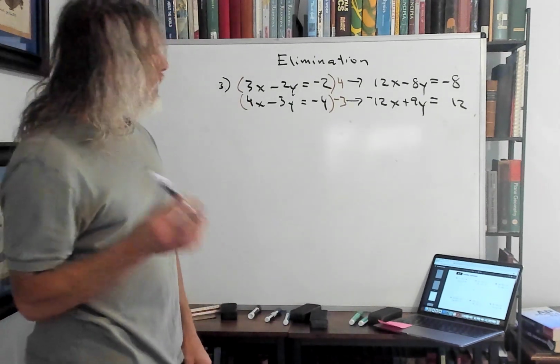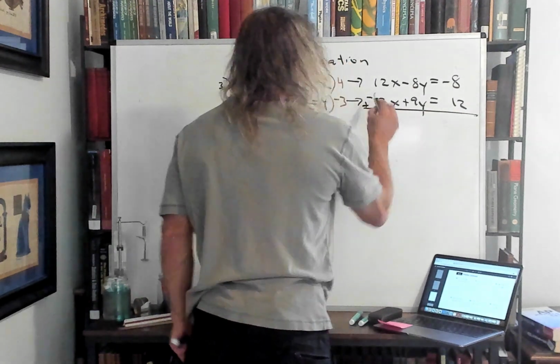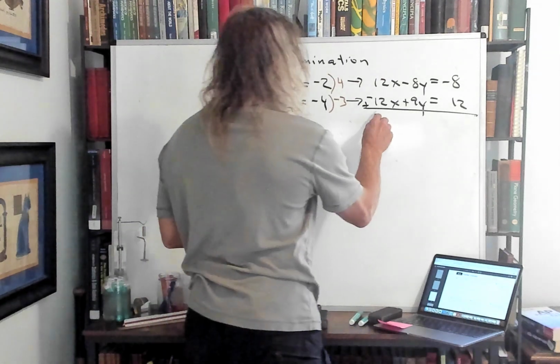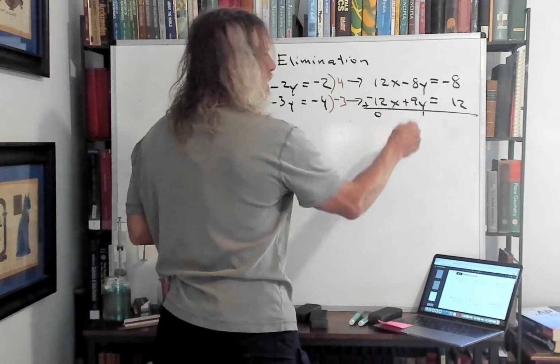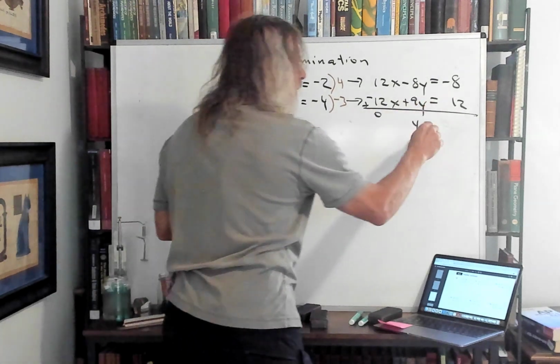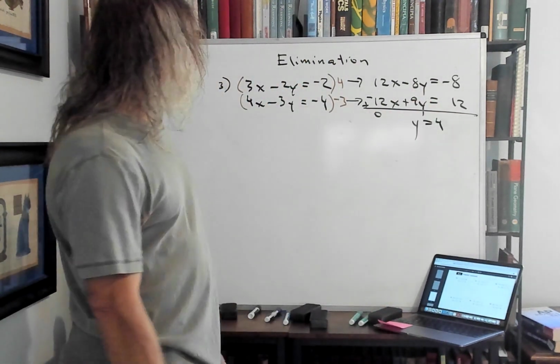Remember to make them equal but opposite. Then, we can add. A number plus its opposite is 0. Negative 8 plus 9 is 1. Negative 8 plus 12 is 4. Boom, so y equals 4. So we got that right away.